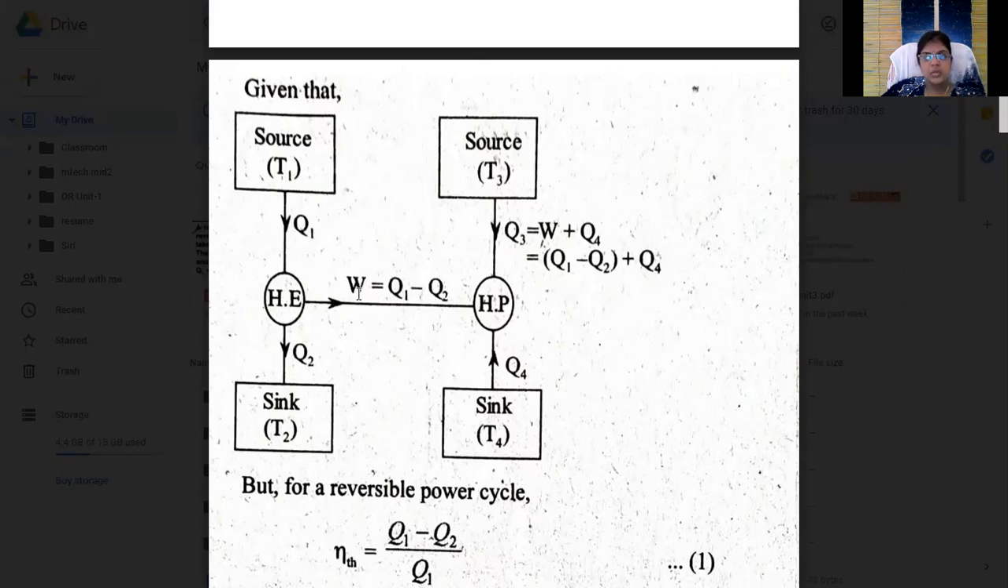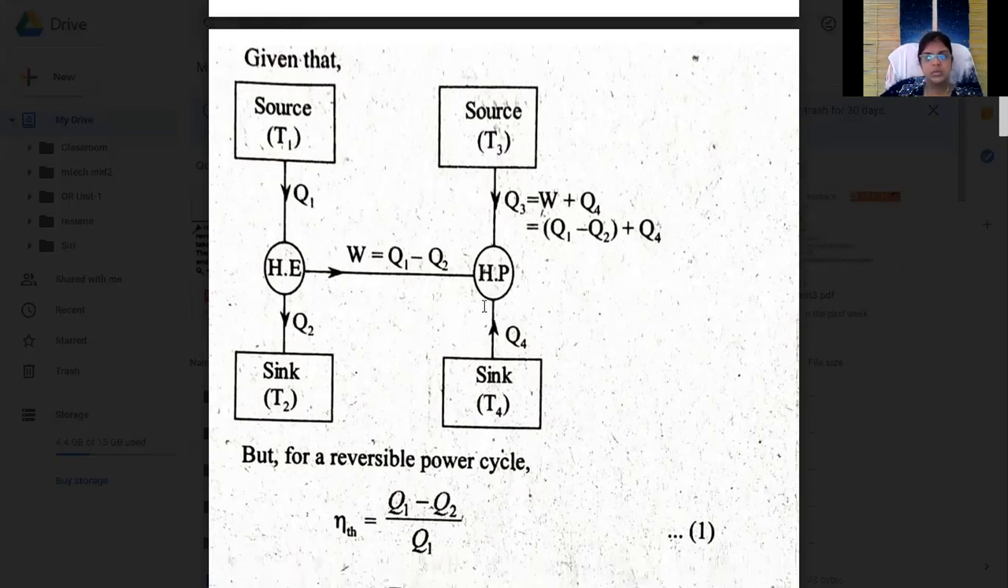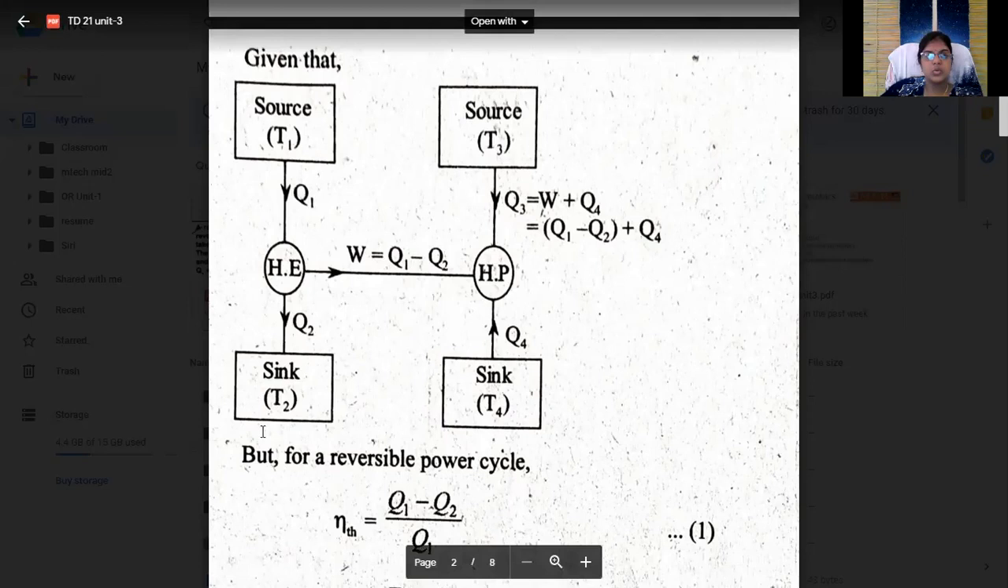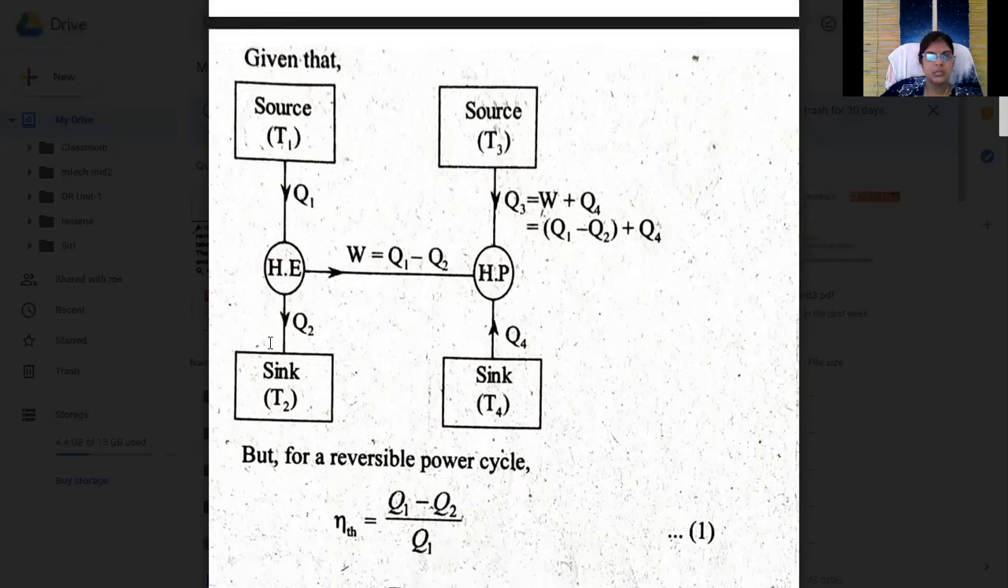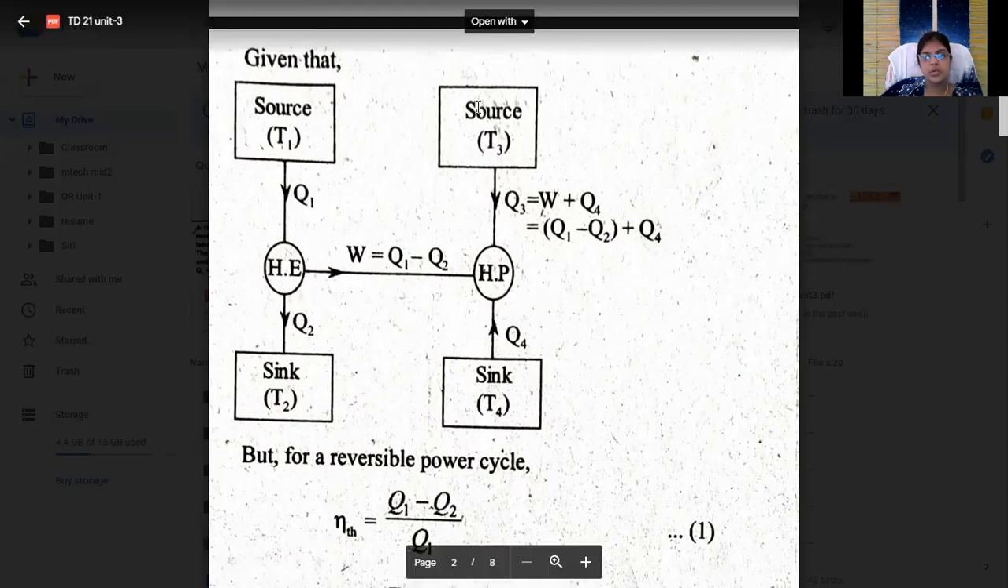This work is given to the heat pump and it runs. So this is the diagram: source, sink, Q1, Q2, T1, T2, and it gives the work. So what is the work? The difference Q1 minus Q2 gives the work done, and this work done is given to the heat pump. So whenever the work is given to the heat pump, heat flows from lower temperature to higher temperature.